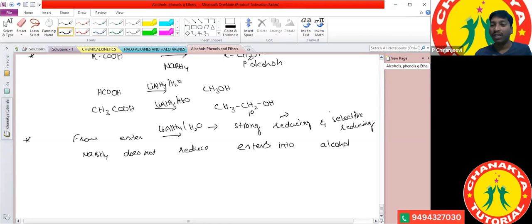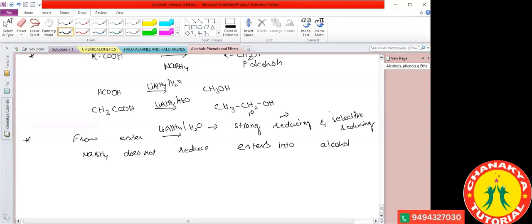That's why we use it especially for the conversion of carboxylic acids and esters into alcohol. We can use lithium aluminum hydride as well as sodium borohydride. Carboxylic acids are reduced by both lithium aluminum hydride and sodium borohydride, but esters are reduced only by lithium aluminum hydride. Now you got the clarity? Yeah, sir, got it.